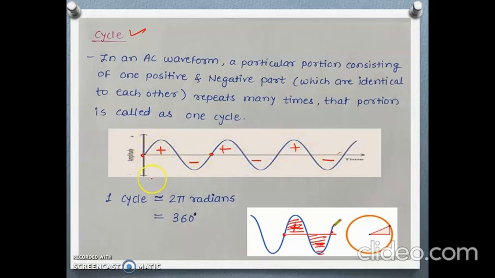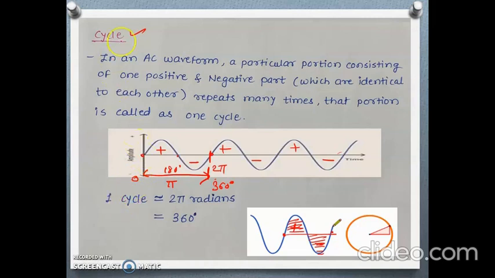That means this part from here to here, this is the portion which is repeating itself, and this is known as one cycle. In terms of radian, this is 2 pi radians, and in terms of degree, it is equivalent to 360 degrees. Suppose this is the 0 point, then this will be the 2 pi radians or 360 degree, and this will be the half. So it will be 180 degree or pi radians, and this is the 0 degrees or 0 radians.